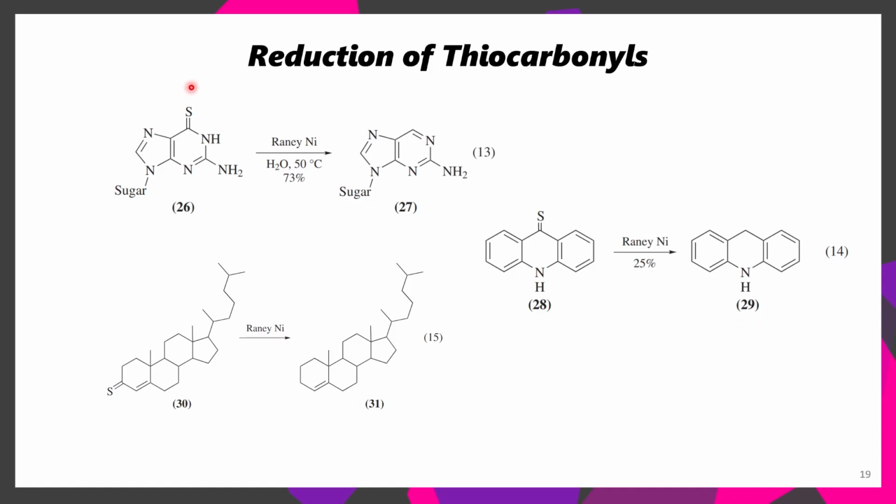Here's a few more examples where thiocarbonyls could be reduced. In this case, we have a nucleoside derivative where the thioamide is sufficiently converted to the corresponding imine, which is just an aminopyrimidine. This thioketone was also reduced to the corresponding benzylic methylene, and we also have this cholesterol derivative, which was sufficiently converted into the dihydro analog without reducing that alkene.